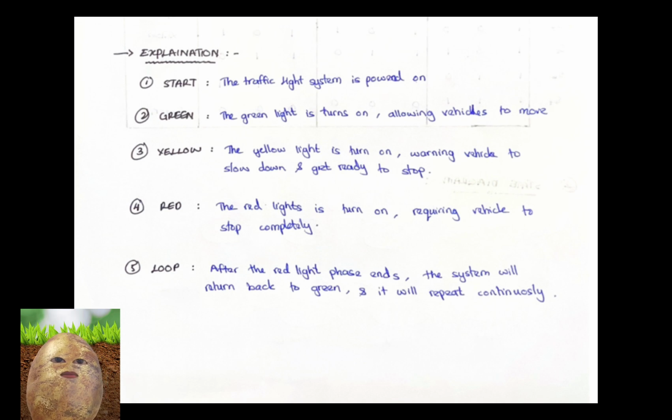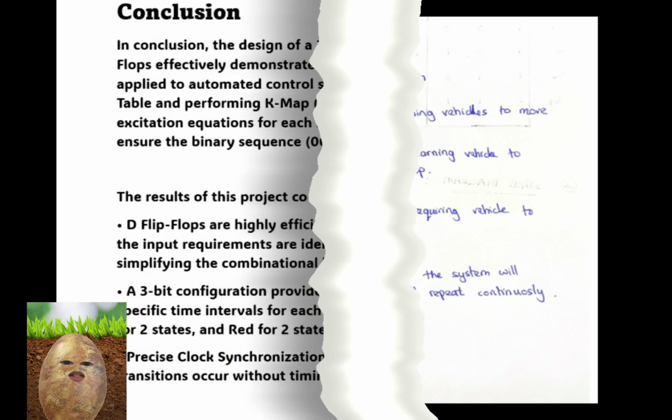This is the explanation of a traffic light. Start. The traffic light system is powered on. Green, the green light is turned on, allowing vehicles to move. Yellow, the yellow light is turned on, warning vehicles to slow down and get ready to stop. Red, the red light is turned on, requiring vehicles to stop completely. Loop. After the red light phase ends, the system will return back to green, and it will repeat continuously.